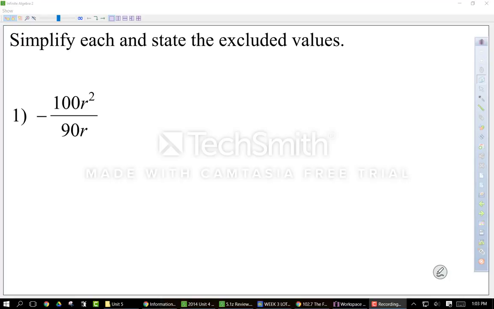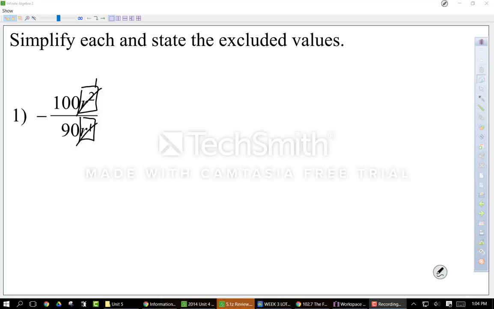So if you look at this, I want to simplify. Let's simplify first, get it out of the way. I have r squared up top and an r on the bottom. An r on the bottom just means that I have r to the first power. How many do I have up top? How many on the bottom? You notice that the top is bigger. So I'm going to cancel the like variables. They each have 1 in common.